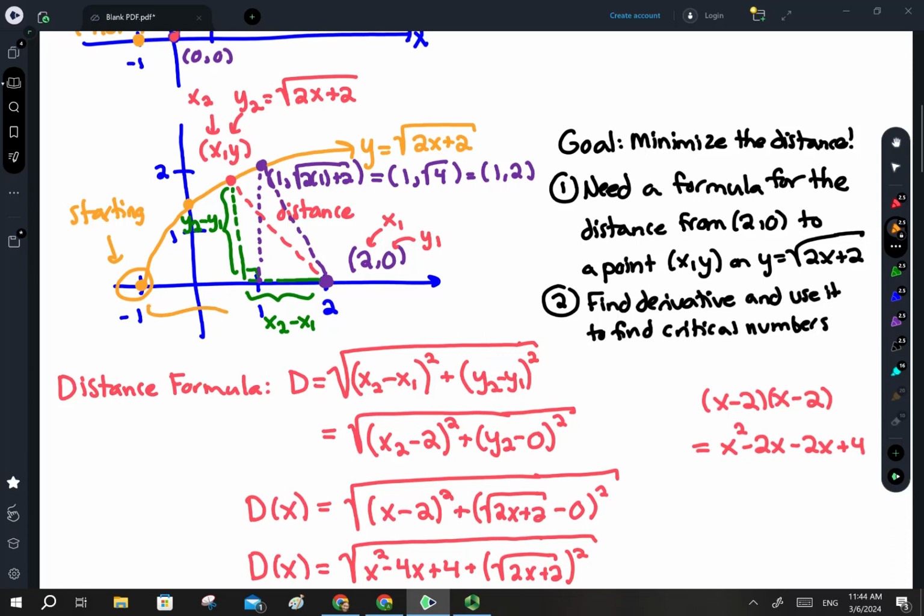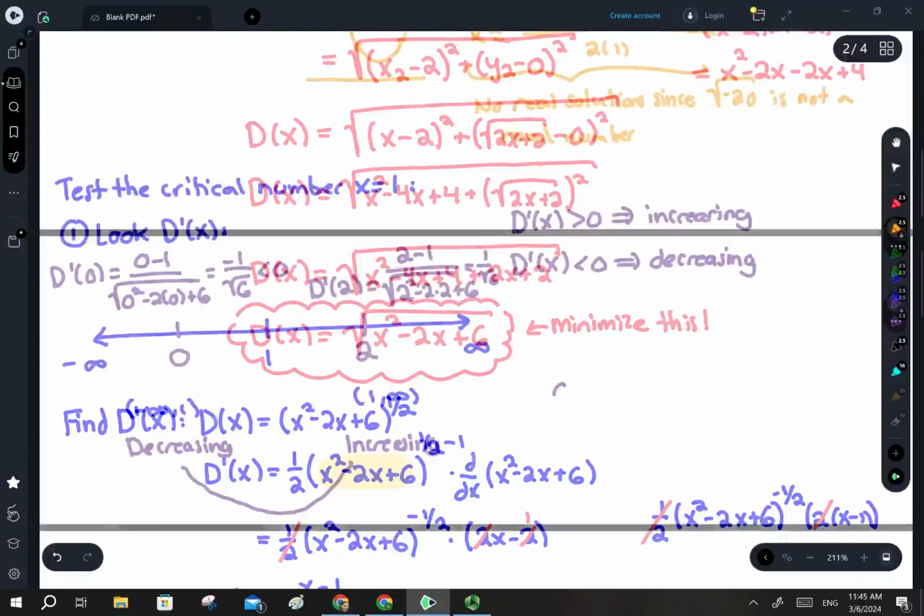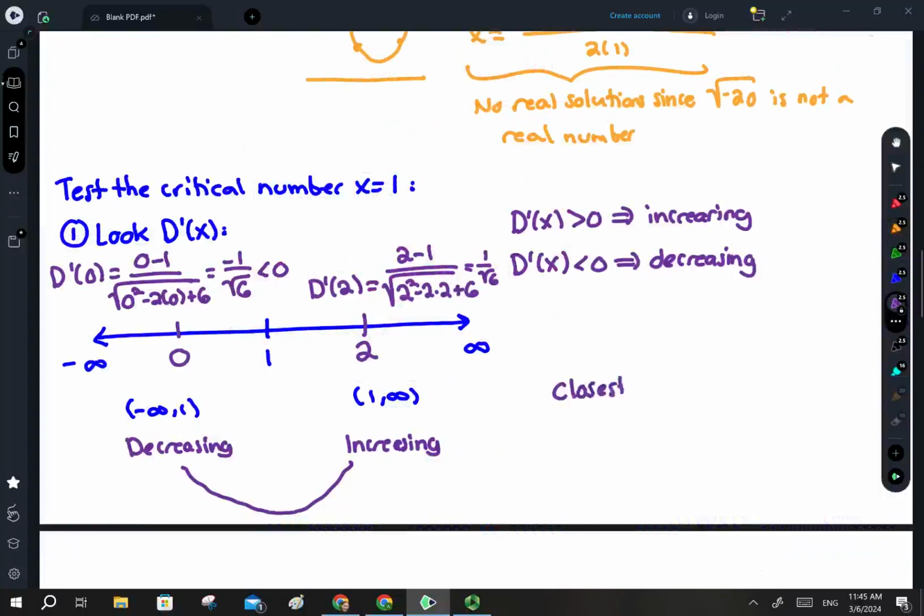But we can see that that point, just based on our picture, is 3 units away from the point (2, 0), which is farther away than the point we found, (1, 2). And you could verify that by actually plugging x equals 1 into the distance formula that we got. All of this goes to show that the closest point is the point (1, 2).